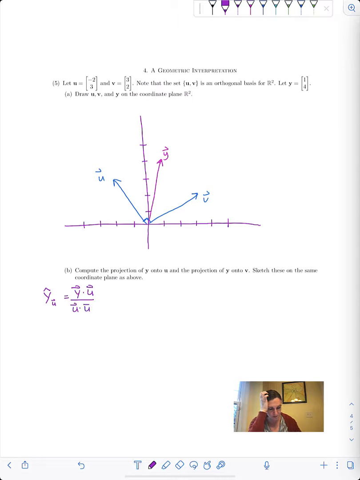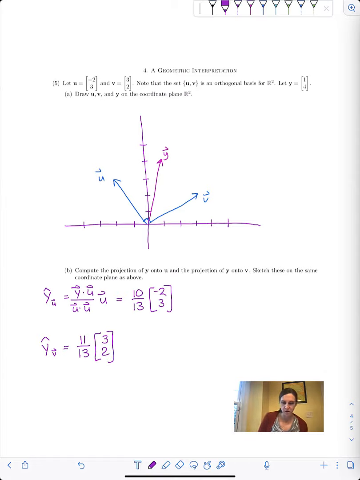And this is the third time in these notes that we've done this. So I'm going to go ahead and let you work it out. You can pause the video and just try it, make sure you get the right answer. And then we can also do y dot v, using the same formula but with v instead of u, and you should get 11/13.